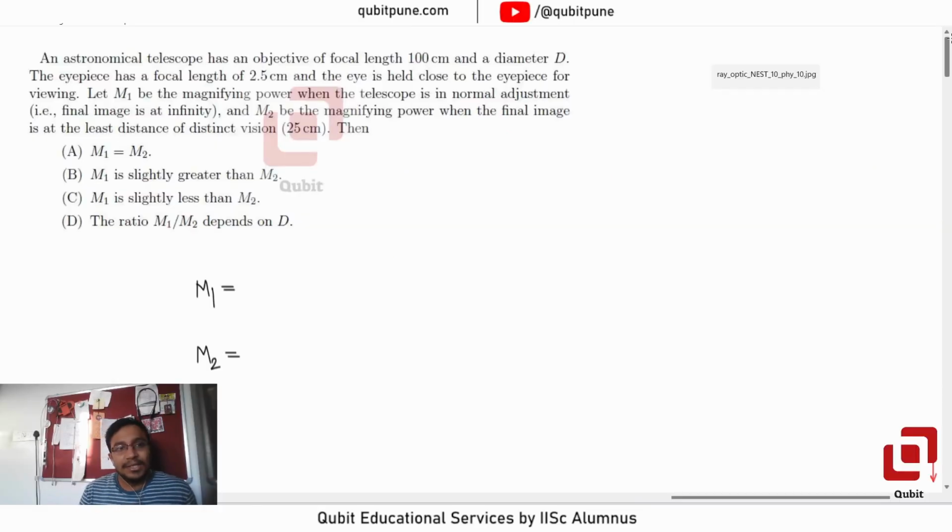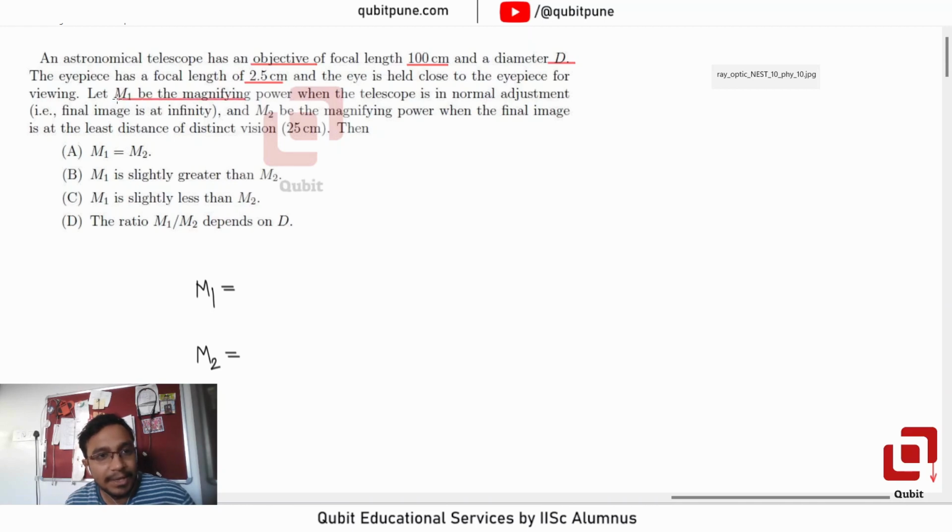An astronomical telescope has an objective of focal length 100 centimeters and a diameter d. The eyepiece has a focal length of 2.5 centimeters and the eye is held close to the eyepiece for viewing.